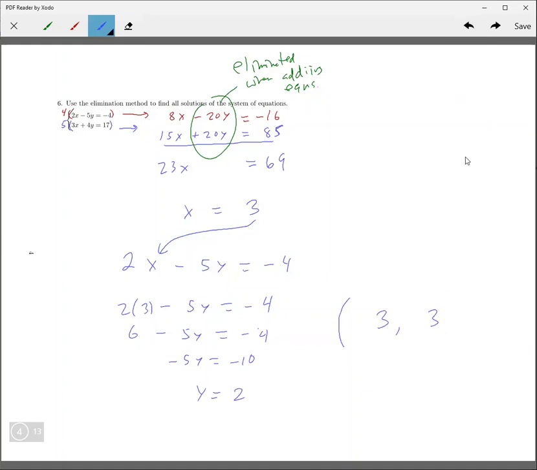Oops. I got to be more careful. Okay. So 3, 2 is the answer to that one.